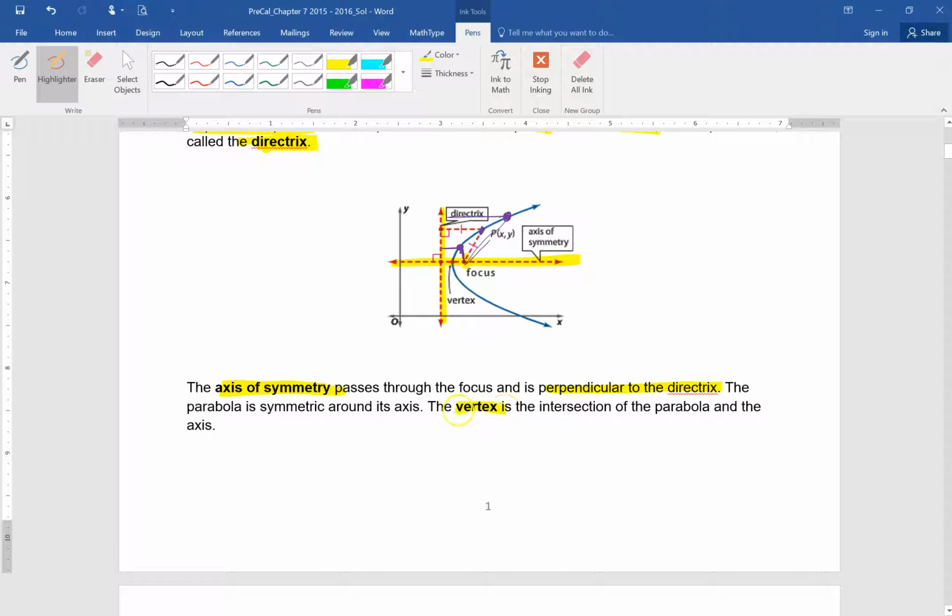The vertex is the intersection. So here's the vertex. It's the intersection of the parabola and its axis. We know where the vertex is. So you've got the vertex, and on this axis of symmetry, you've got the focus and the directrix is on the opposite side. That's what we're going to do this period.